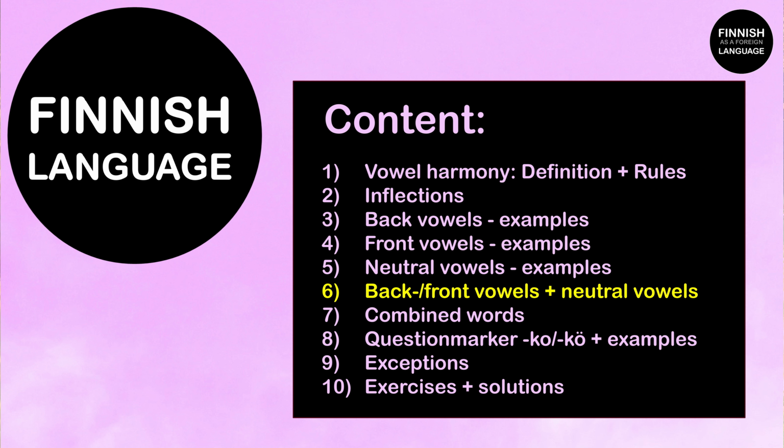Later on in chapter 6 we will also get to know some examples where we have back and front vowels combined with neutral vowels. Then in chapter 7 we learn what to do when we have combined words, followed by chapter 8 where we are going to talk about the question marker -ko and -kö plus examples. In chapter 9 then we are also going to discuss some exceptions, and at the very end of this video we will also practice what we've learned today, so stay with me till the end.